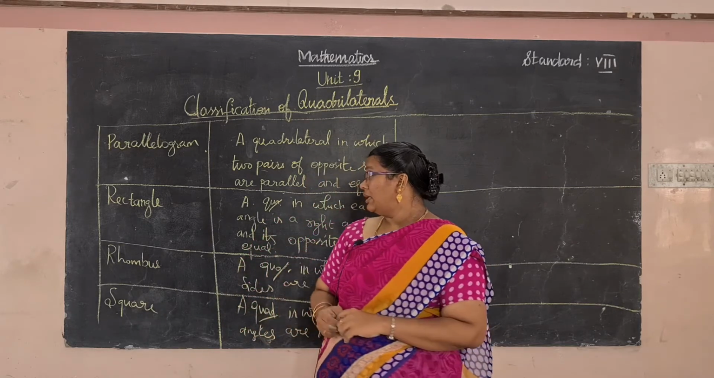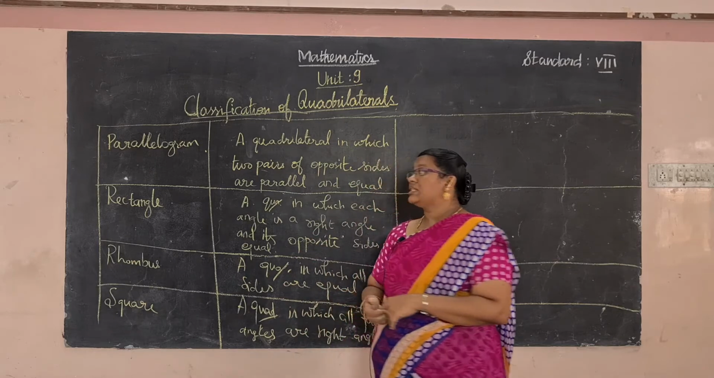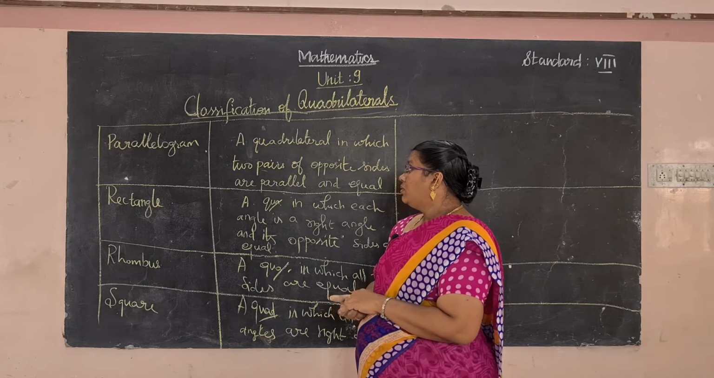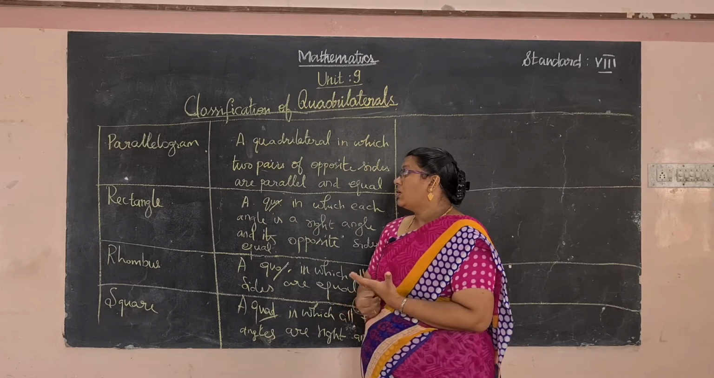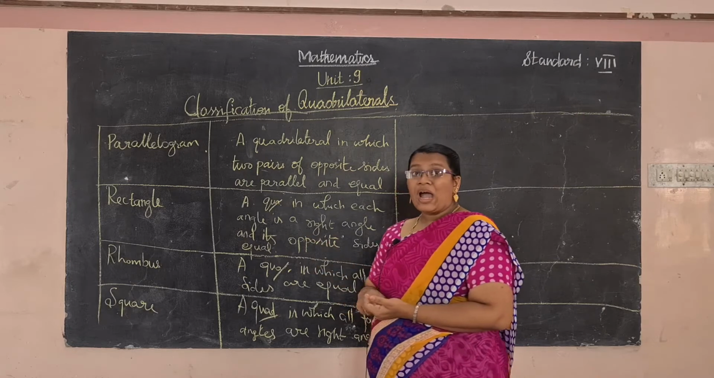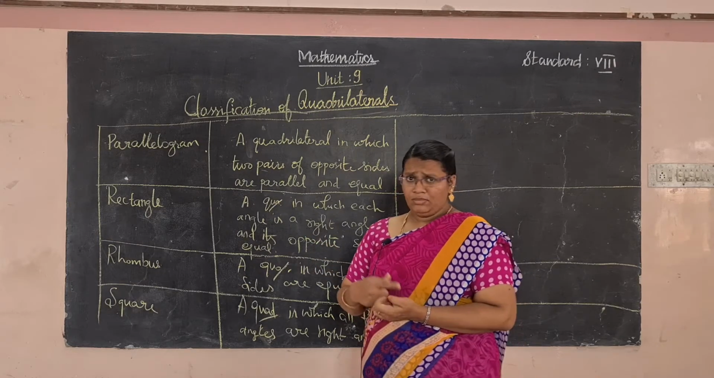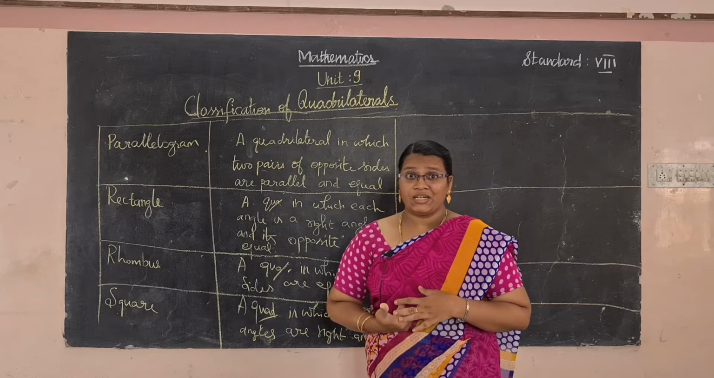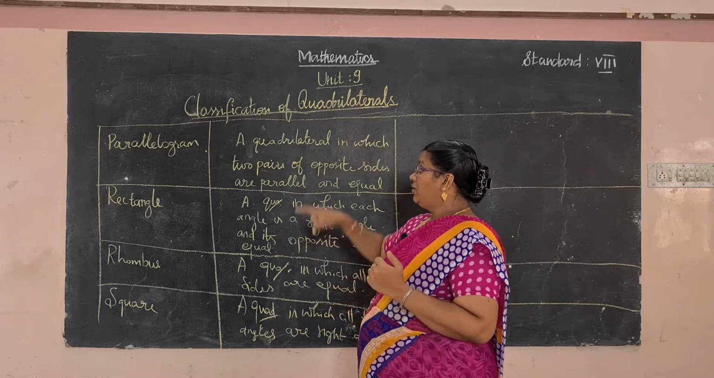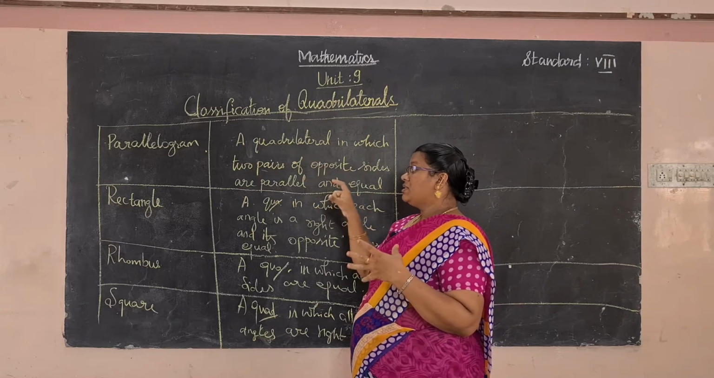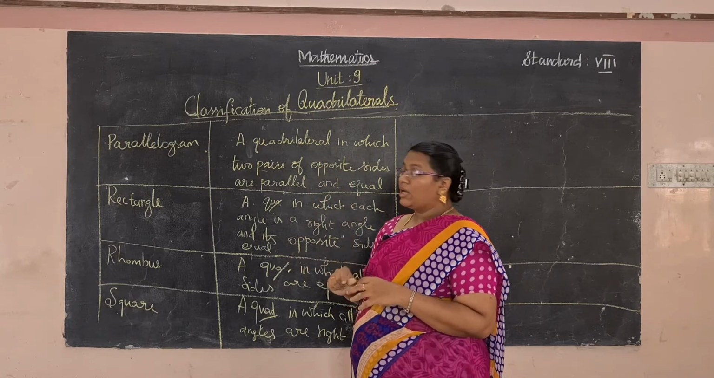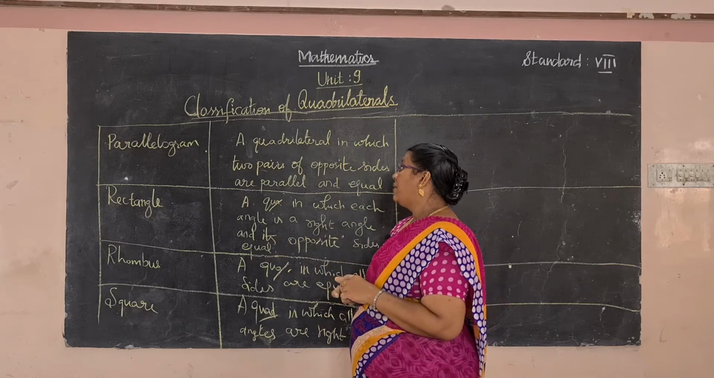Today we are going to learn about the classification of the quadrilateral. So already you know some quadrilaterals. What are the quadrilaterals? Parallelogram, rectangle, rhombus, square, trapezium, isosceles trapezium, kite. These are all called quadrilaterals. So today we will learn which are the properties for each of the quadrilaterals.